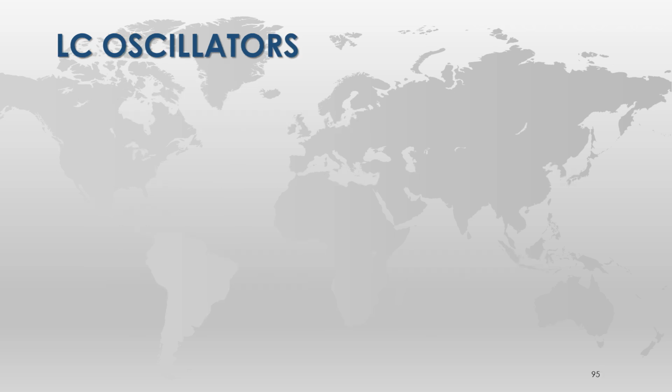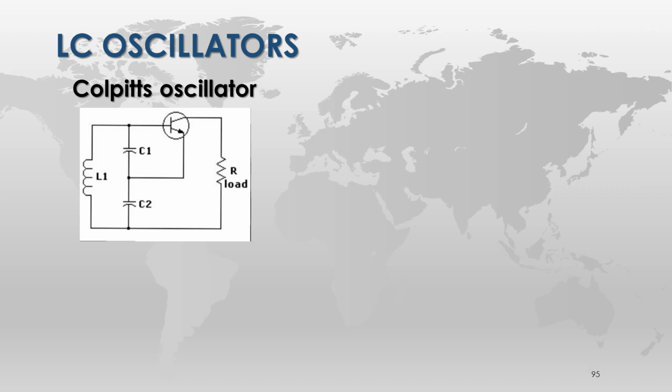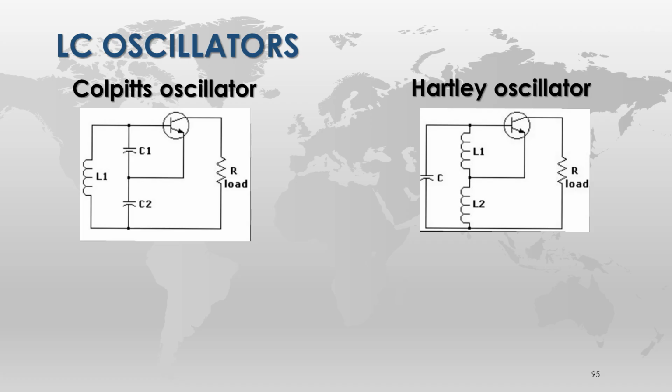Okay, LC oscillator. What's L? Inductor. And what's C? Capacitor. So we have an inductor and a capacitor, right? There's an inductor, and there's a capacitor, two of them. So if it's two capacitors, there's two C's in Colpitts oscillator. That's how I remembered it for the test. Hartley's the other one. It has one C.